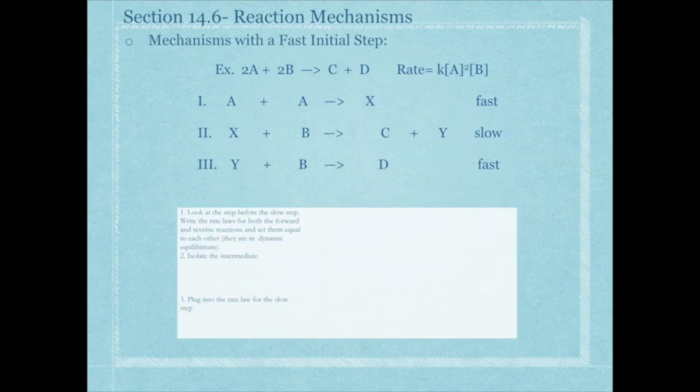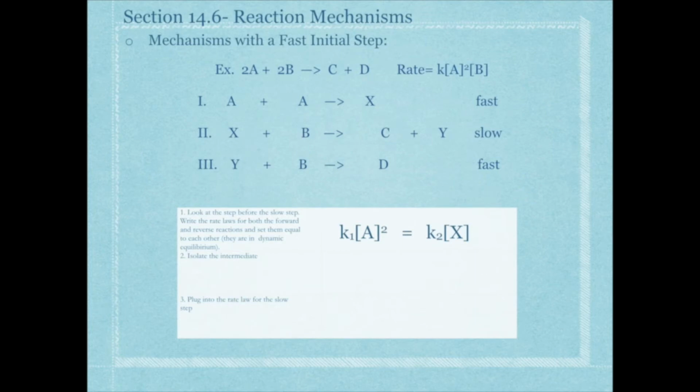So let's look at these steps. The first thing you've got to do is look at the step before the slow step, and you're going to write the rate law for both the forward and the reverse reactions, and you're going to set them equal to each other. And that's because they're in equilibrium. So for step 1, the rate for the forward reaction would be k1, your rate constant, times the concentration of A squared. And I'm going to set that equal to the rate of the reverse reaction, which would be k2, for example, times the concentration of X, because in the reverse, X would be your reactant.